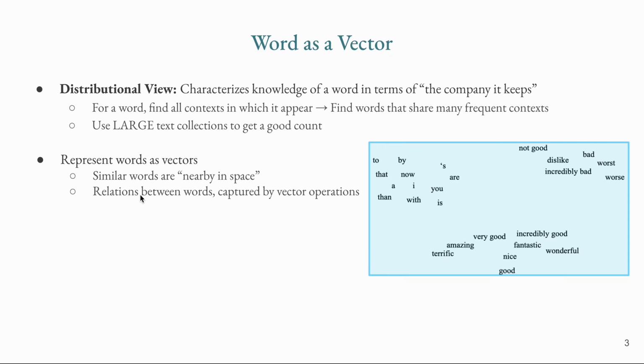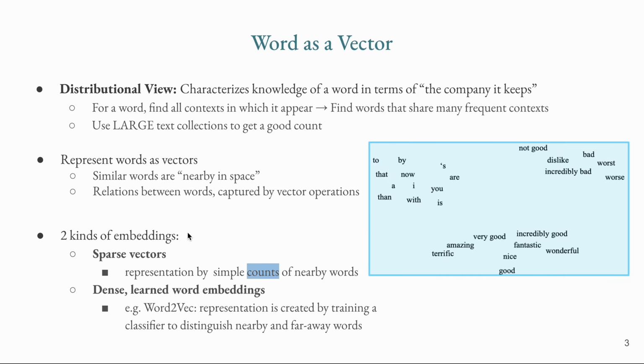We can also have relationships between words captured by vector operations. For instance, if you have the word king and the word queen, and in the space we get the distance between king and queen, then we add that distance to the word boy, we will have a word like girl. The distance here can be something like gender, and if we add that gender to boy, then we get the word girl.